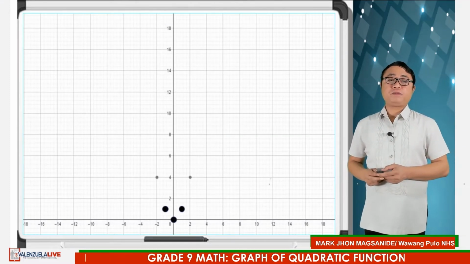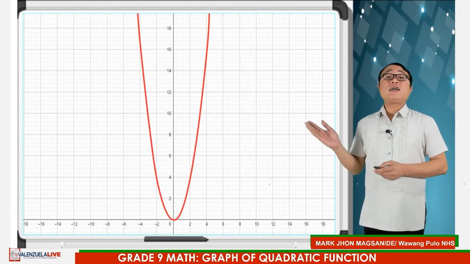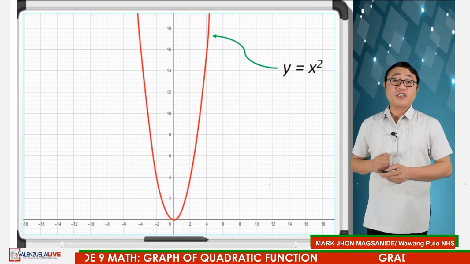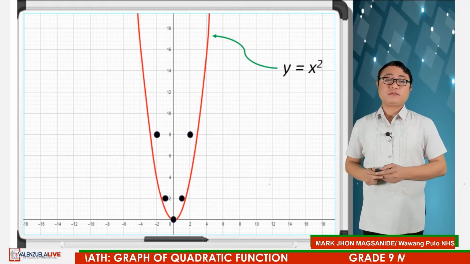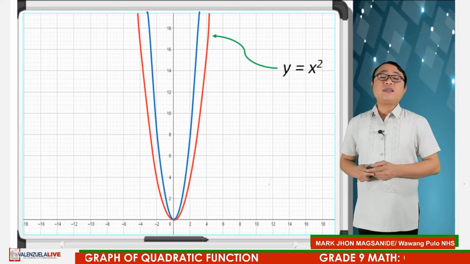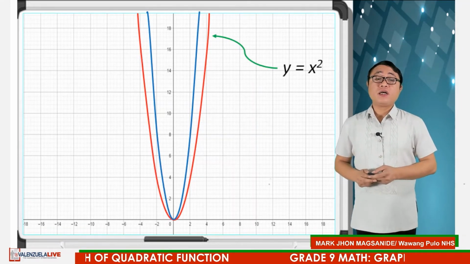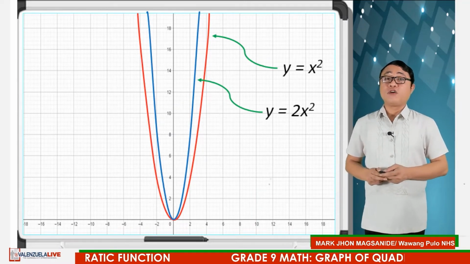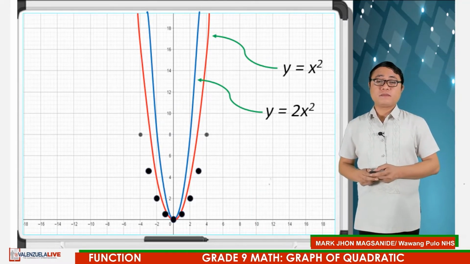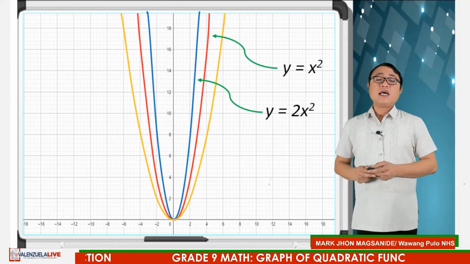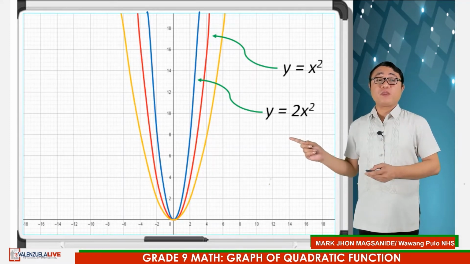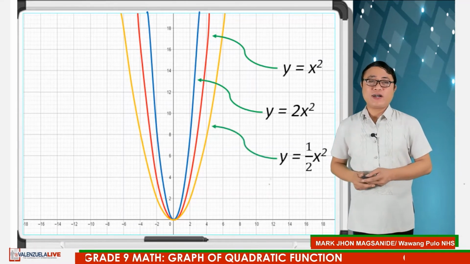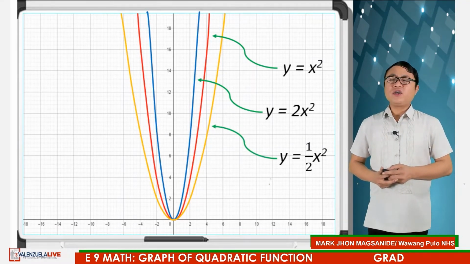First graph. So this is the graph of y is equal to x squared. For the second graph, this is the graph, the color blue, the graph of y is equal to 2x squared. For the third graph, this is the graph of y is equal to 1/2 x squared. What do you notice on each graph?